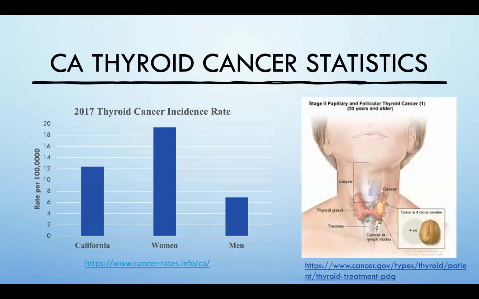And just some background on California thyroid cancer statistics. It's a little over 12 per 100,000. Thyroid cancer in general for the world is one of the leading, around the fourth most common cancer. It's pretty high in the United States and California as well, projected to be the fourth most common cancer in 2030 in the US. And it does affect more women than men, unfortunately.